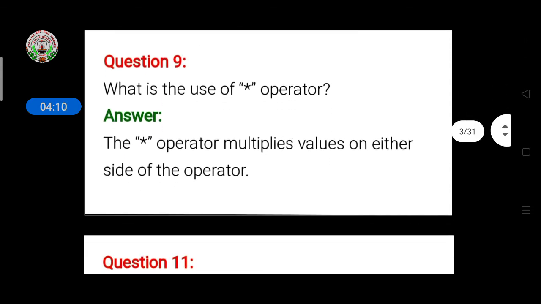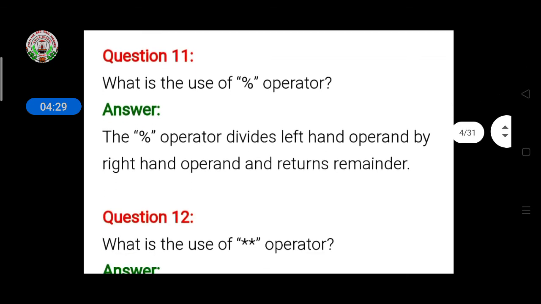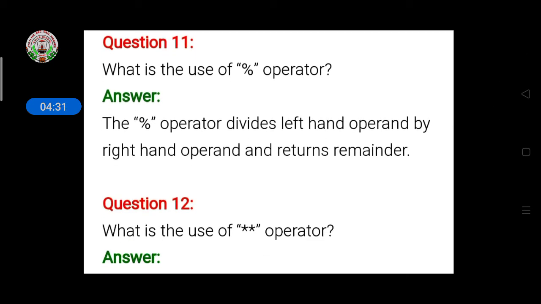Question number 9. What is the use of asterisk operator? This operator multiplies values on either side of the operator. So this sign is known as the asterisk operator. Here in programming, this sign is used for multiplication only. Then what is the use of the percent operator? This operator divides the left hand operand by the right hand operand and returns the remainder. This is the sign of percent.